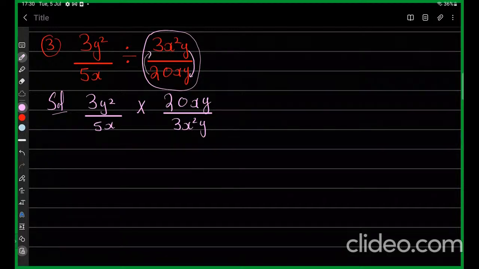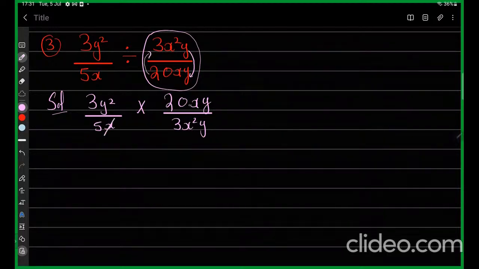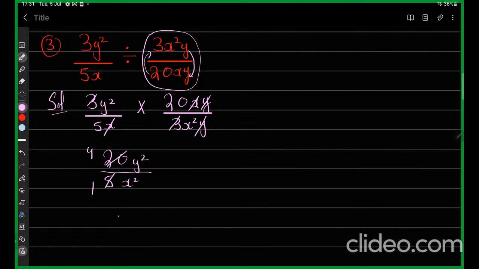Next, I need to cancel out things. So x and x can be cancelled, they are same. y and y can be cancelled. 3 and 3 can be cancelled, and we are left with 20y squared divided by 5x squared. All right, then it's 1 times 5, it's 4 times 20. So this would be 4y squared divided by x squared.